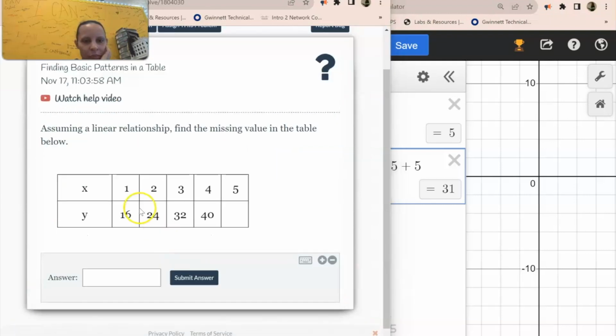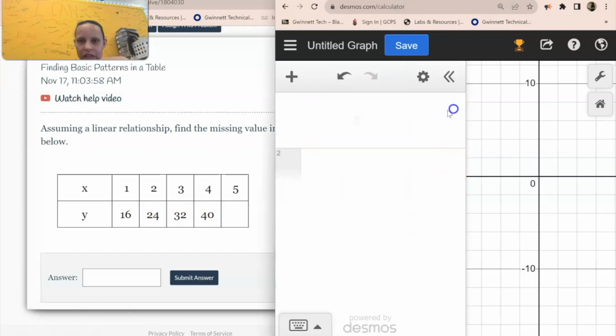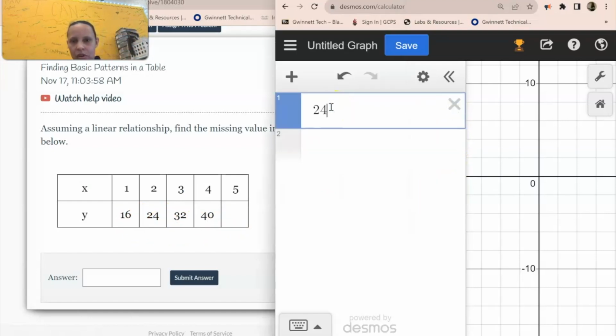All right, again, so find the pattern, what's happening each time. So this is going up by how many? So again, using a calculator, we find that difference by taking the second number, subtracting the first number. So I'm thinking it's going up by 8. So we're going to check that.